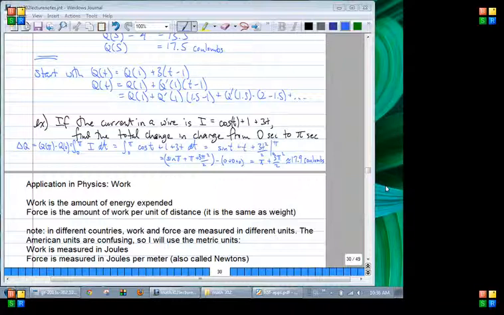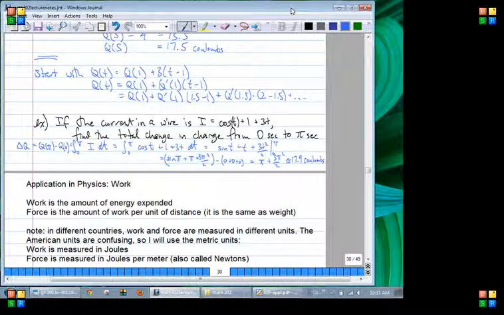All right, and once again, we have this issue of units. The American units are the ones that we're used to, but they're very confusing, so I'm not going to mention them until later. We're going to use the metric units. Work is measured in joules, and force is measured in joules per meter. And joules per meter is also called newtons.